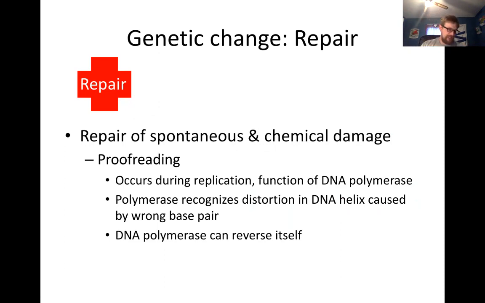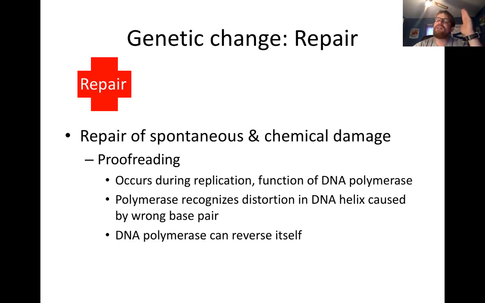So how are these things being repaired, right? And they are, right? This is stuff that we encounter. This is stuff that they encounter. So how can we repair it? Well, one of the ways that repair occurs, right, and this occurs in both us and prokaryotic cells, is via something called proofreading. And this is actually going on during replication and happens to be a function of DNA polymerase.